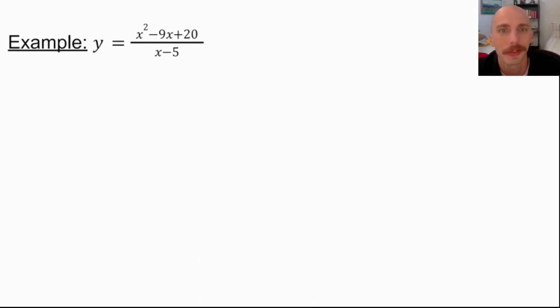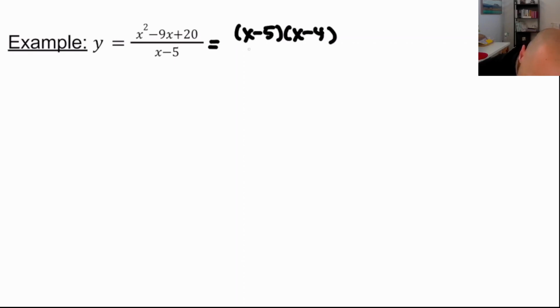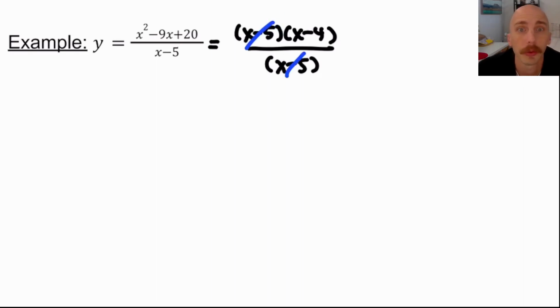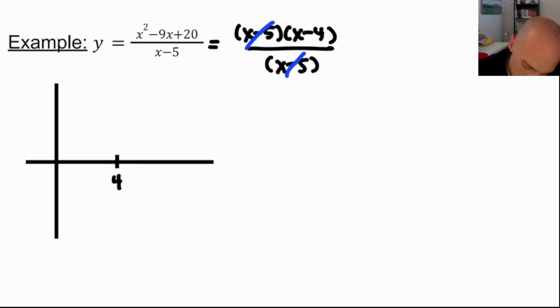Besides, to remind you about this situation, I'd forgotten about this. I put this in the notes. That's going to equal x minus 5 times x minus 4, divided by x minus 5. And then we could cancel these off, right? And there we'd be left with a hole in the graph of y equals x minus 4 at x equals 5. All right, so that's easy enough to draw.